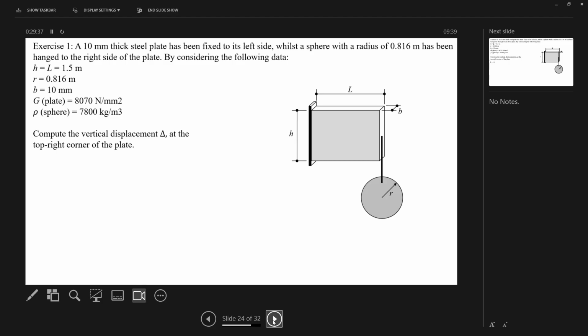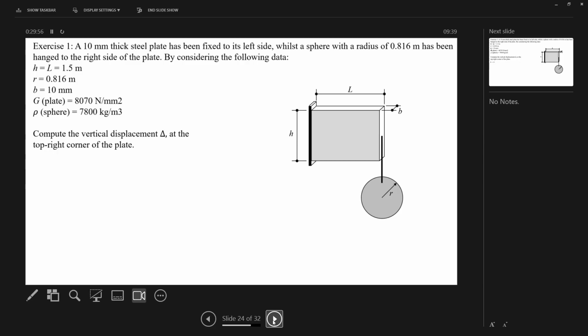Where's H? Am I being blind? It says up at the top. So, thank you, L and H are the same. So it's 1.5 meters, 1.5 meters. R, we have that from over there, 0.816 meters. B is just 10 millimeters.